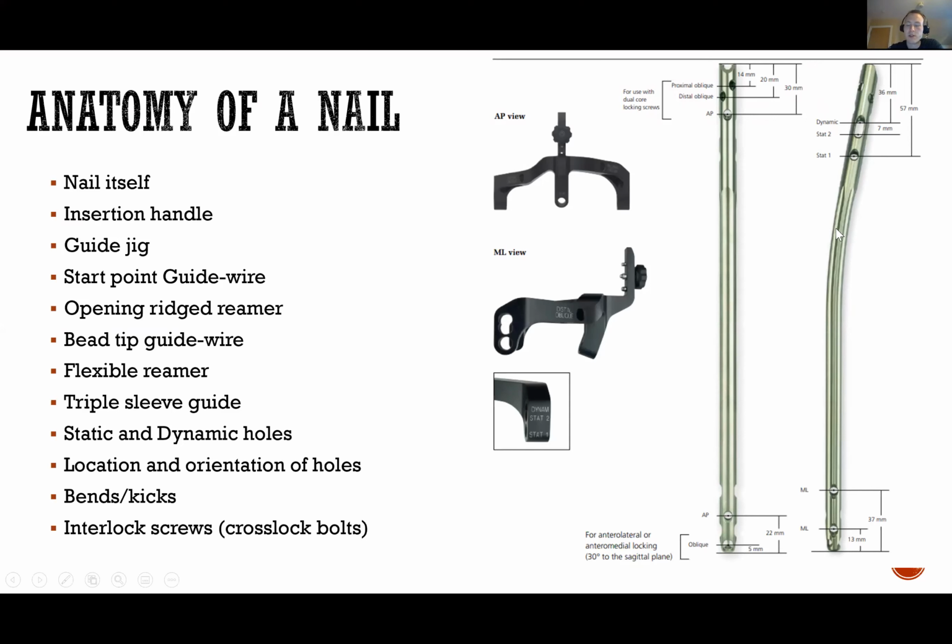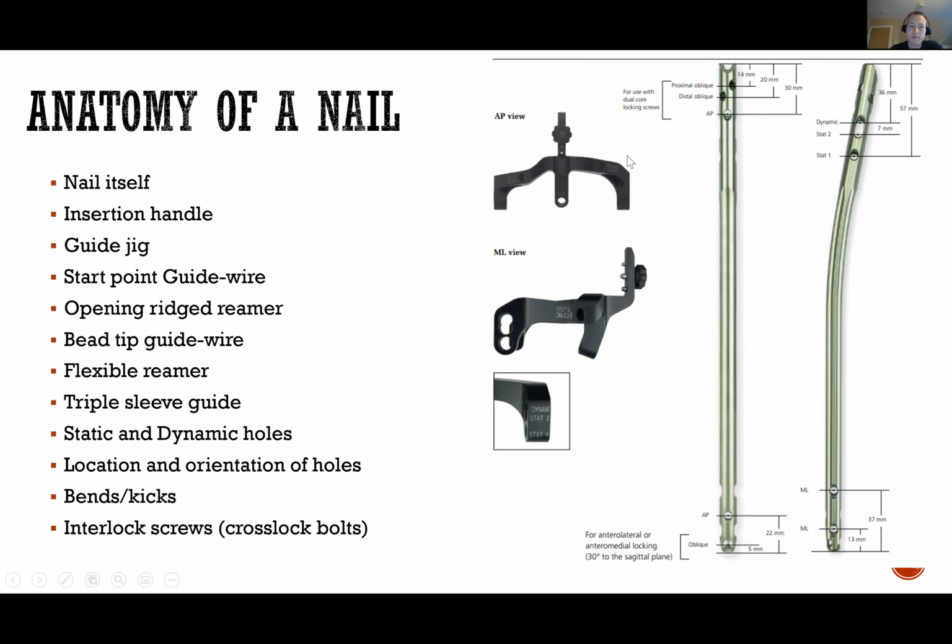It has a very specific purpose, which we can talk about. There's this piece called the insertion handle, which this isn't actually the best picture. There will be another one on the next slide. This is actually the targeting jig, which attaches to the insertion handle. And that targeting jig allows you to precisely put interlocking screws through these holes up near the proximal end where you're inserting it.